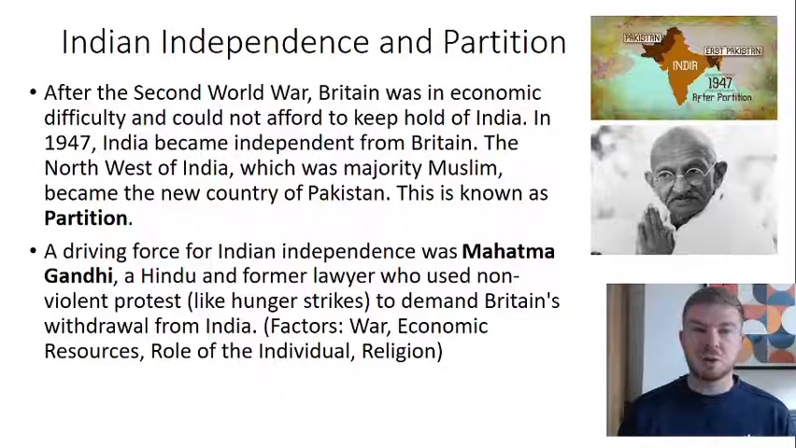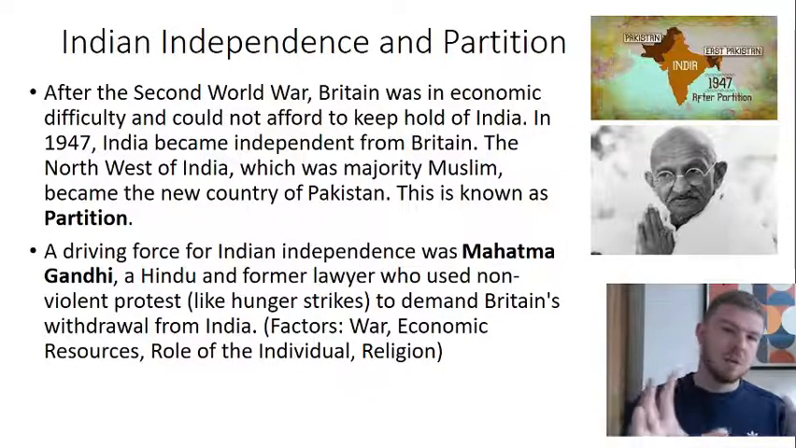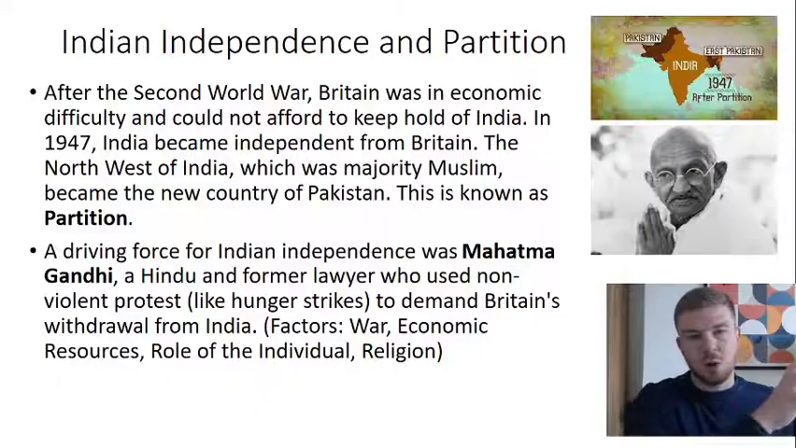And the big reason, as we've discussed, was that they couldn't afford to keep hold of their empire, and particularly a huge country like India. So the northwest of India, which was majority Muslim, became the new country of Pakistan. Initially, as you can see from our map, it was split into West Pakistan and East Pakistan, and then in the 1970s, East Pakistan became the country we now know as Bangladesh. And this process of India and Pakistan being separated and away from Britain is known as partition.